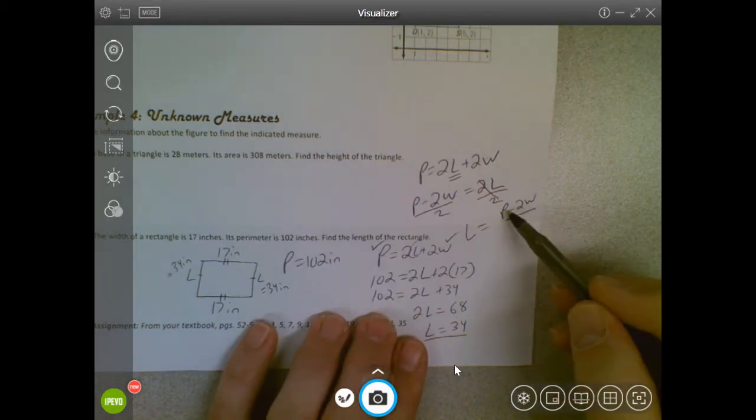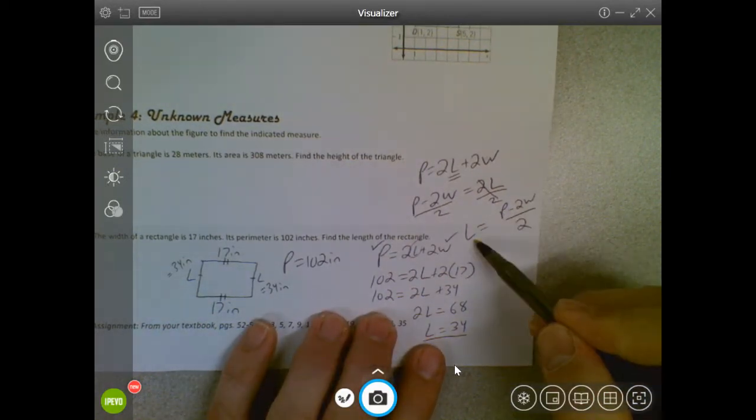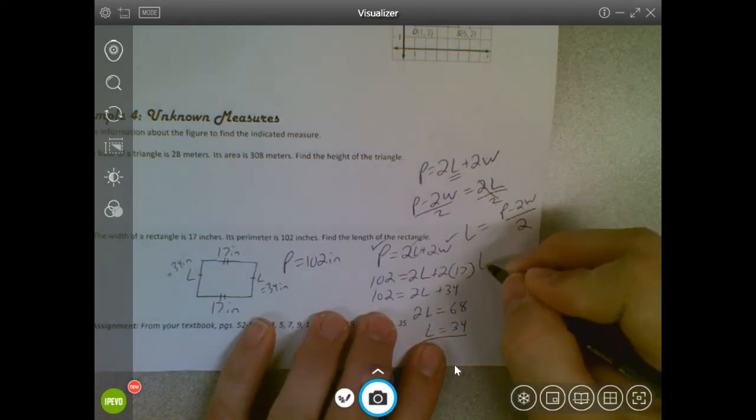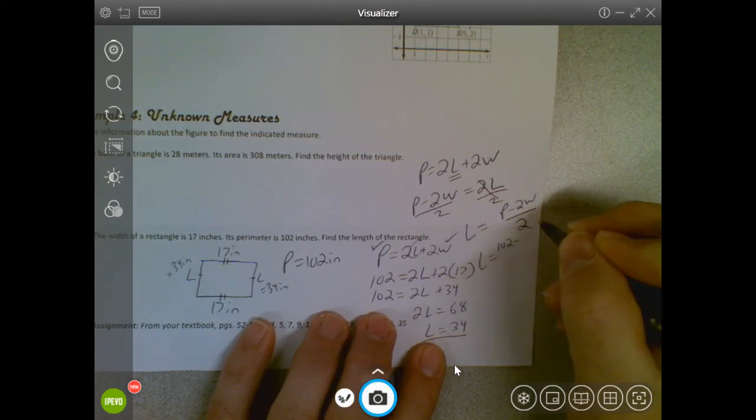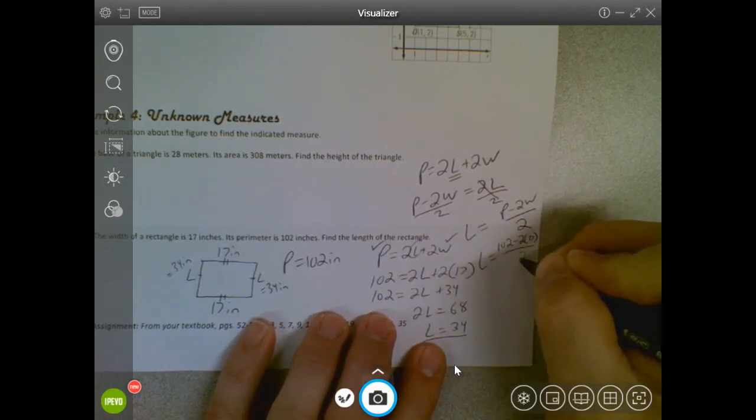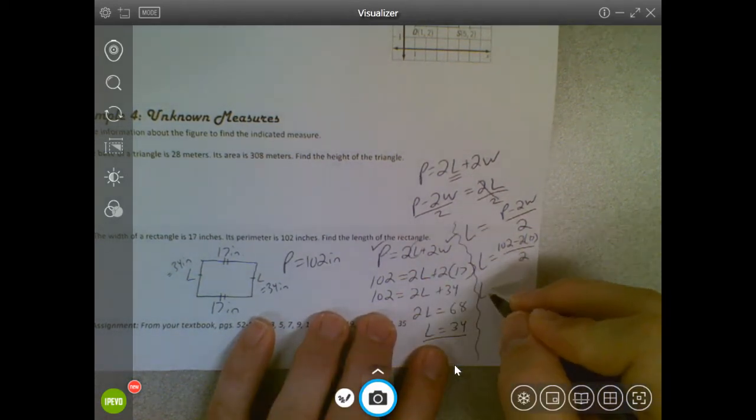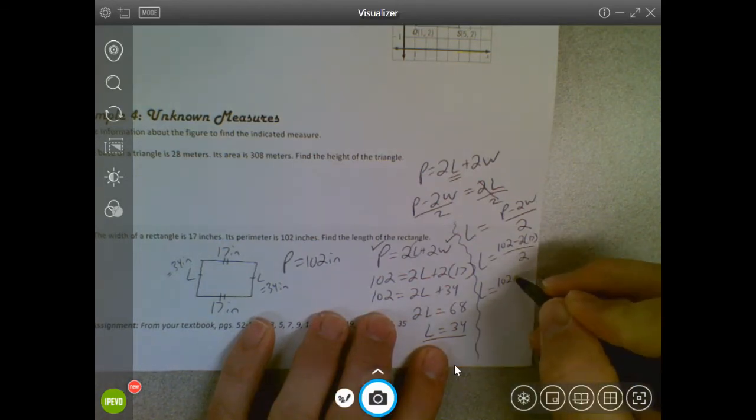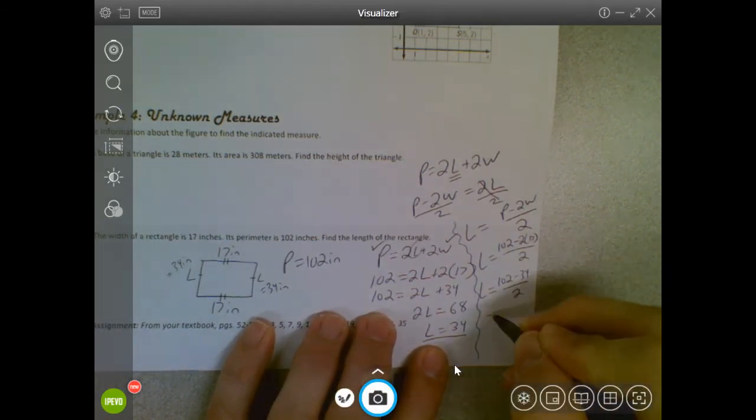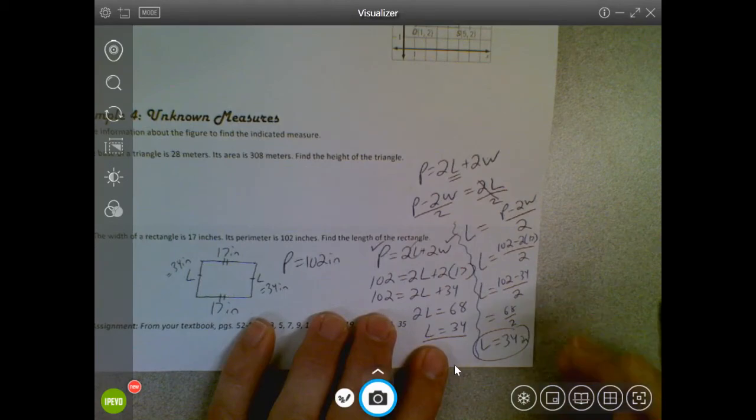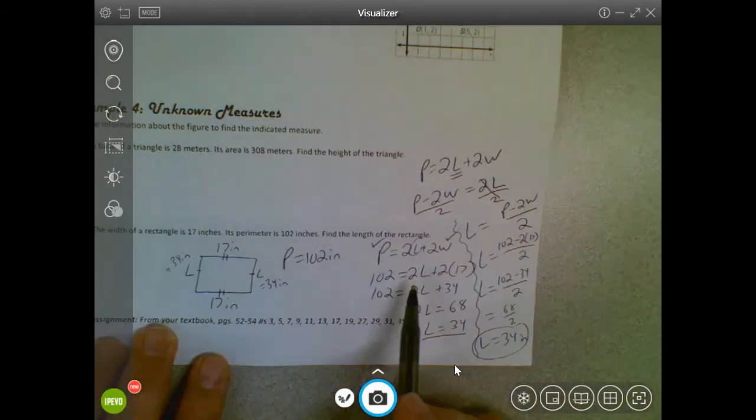So once you substitute in your P and your W, we're going to be able to figure out L by just simplifying this part of the equation. So if I have L equals perimeter, which is 102, minus 2 times W, and W we said was 17, all divided by 2, we should get the same thing. 102 minus 34 all over 2. 102 minus 34 is 68, divided by 2 is 34. Same thing. You may look at that and say, you know what, this way looks easier.